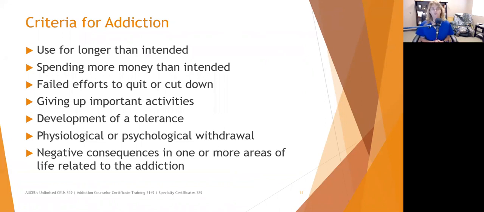Development of a tolerance means what worked for you 6 months ago doesn't quite give you the same rush anymore. We see that in substances, obviously. We see that in gambling, where people start out and they're happy playing the nickel slots, and then they move up and they're playing much larger or more risky games. The same thing we see with pornography. People will start with middle of the road pornography, and as they watch it more and more, they get habituated to it and they need something that's more exciting, and that's when they start exploring things that are more risky, more shocking than they initially did.